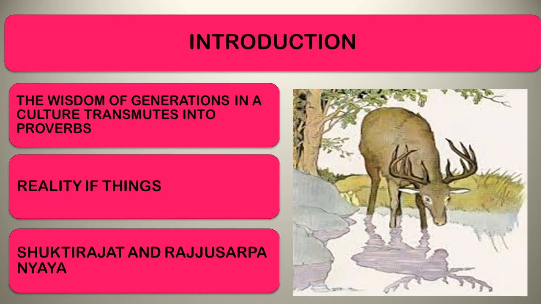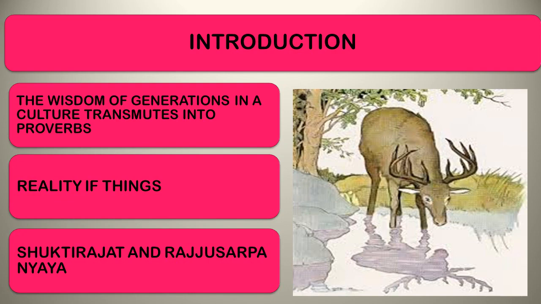Let us look at the story of Sukti Rajat Nyaya and Rajju Sarpa Nyaya. In Indian philosophy, especially in Advaita Darshana, two examples relate to the proverb "Appearances are deceptive." One is Sukti Rajat Nyaya and the other is Rajju Sarpa Nyaya. The word Nyaya is used here as an analogy. Sukti is a shell, Rajat is silver.